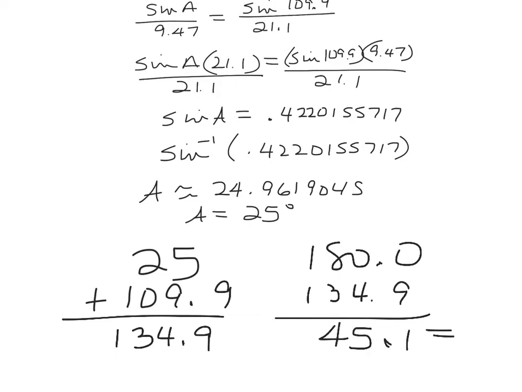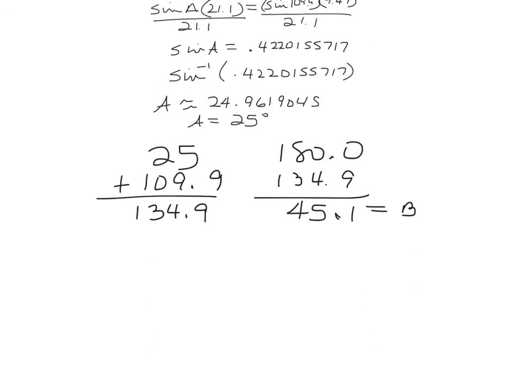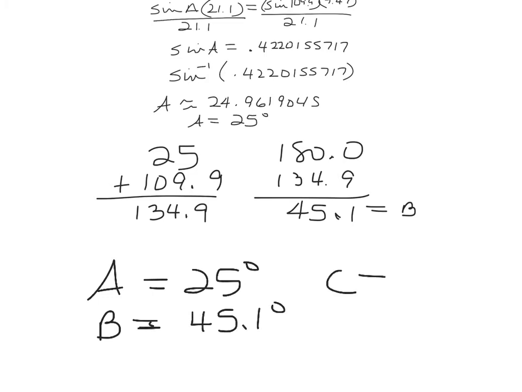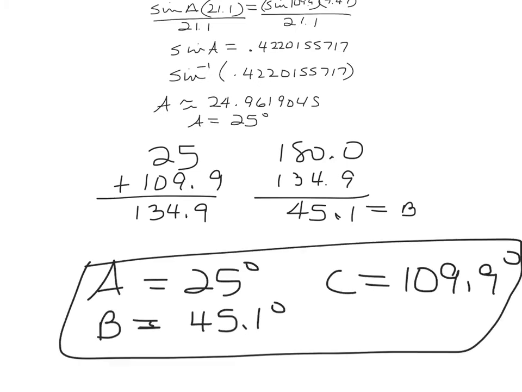45.1. So that's going to be my angle B. So again, 3 missing angles. It was angle A, and I just found that one to be 25. Angle B, I just found that one, and that's 45.1. And angle C I found from the law of cosines, 109.9. So again, you're looking for 3 missing pieces. Okay, let's try another example.